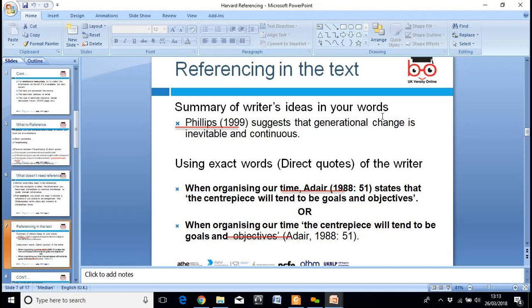A summary of the writer's ideas in new words. You can write, Phillips, 1999, suggests that generalization change is inevitable and continuous. So you've mentioned that you are paraphrasing what he says, yeah?